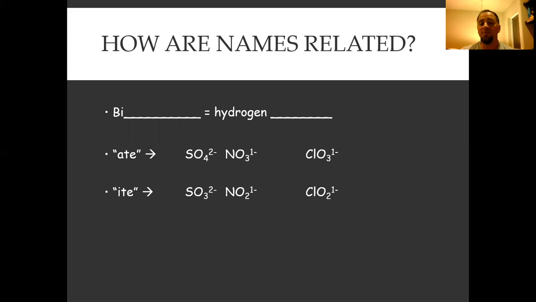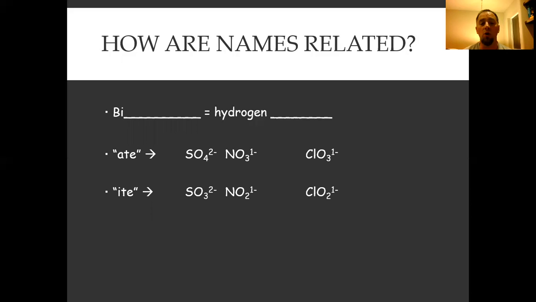If it has the suffix ate, that's the most common ion of that base element. So sulfate, SO4 2 minus, is the sulfate ion. It can also have the suffix ite. What that means is it has 1 oxygen different from that most common polyatomic ion. So in this case, sulfite has 1 less oxygen than sulfate. However, they have the same charge, if you notice.